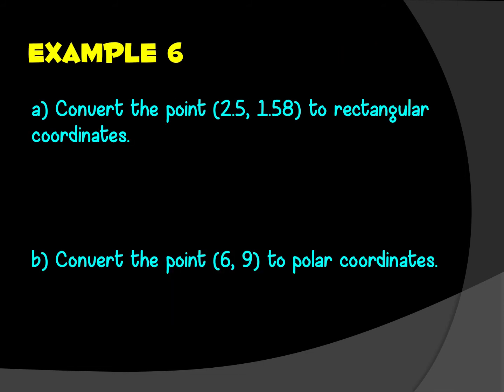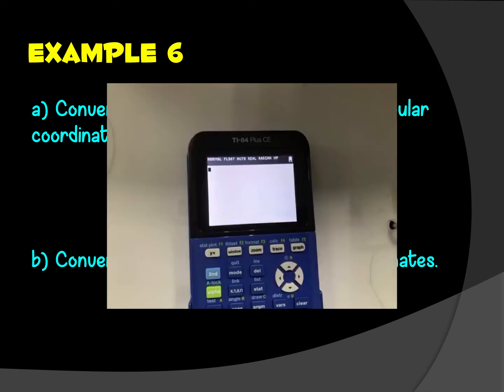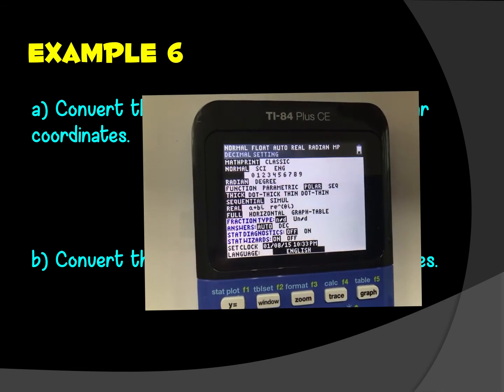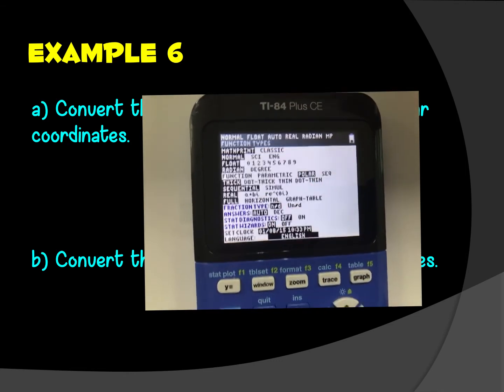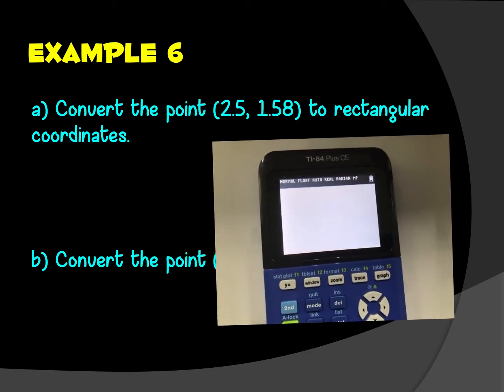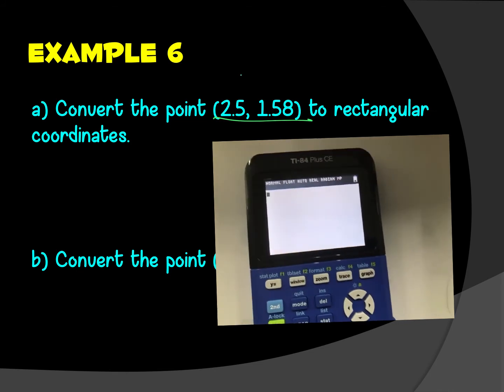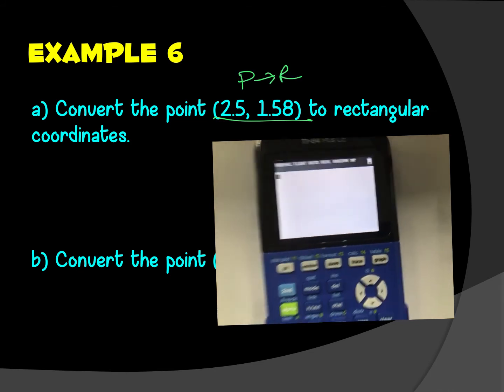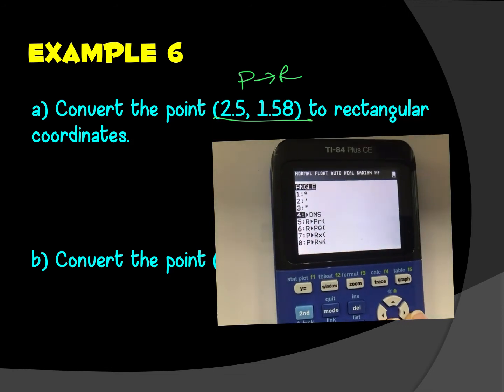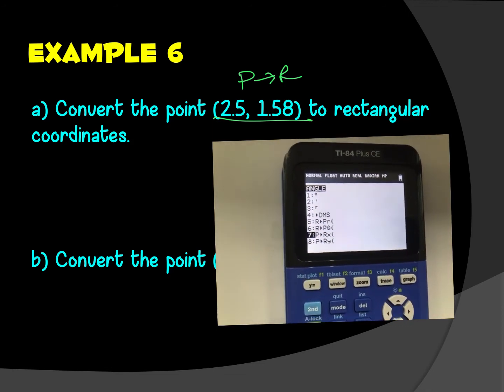Okay, we're gonna do this again. We checked 2 modes. We checked to make sure we're in radians and that we're in polar. And then this is from polar to rectangular. So we're doing polar to rectangular. I'm gonna go second, apps, bring up that angle menu. I'm going P to RX first.